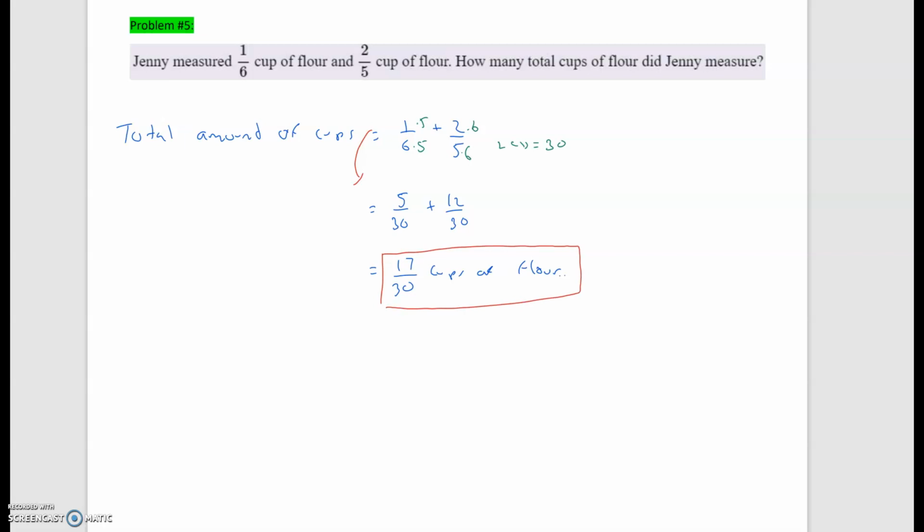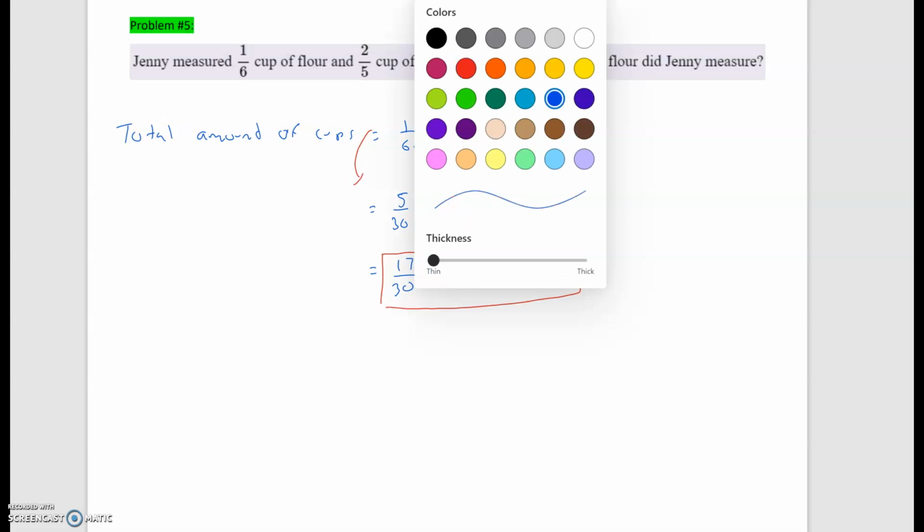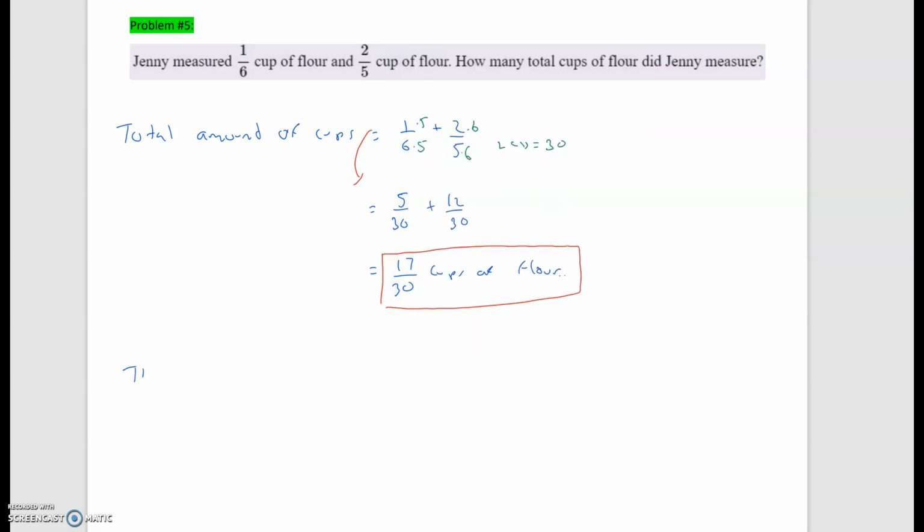And let me check again the calculations. Okay, and then let me just express it as a sentence. So the total amount of flour used were 17/30 cups of flour. That's it for this problem.